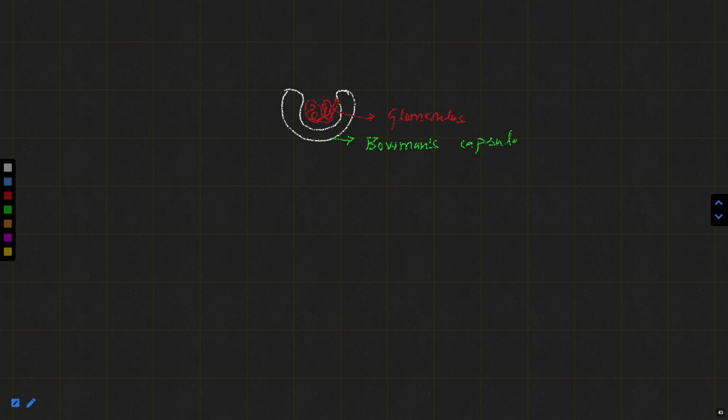So it is a cup-shaped structure, and we were talking about the renal artery, renal arterioles, and then the afferent arteriole. So the afferent arteriole enters here. Okay, so this is the afferent arteriole. It carries the oxygenated blood and it also carries the nitrogenous waste. So the arteriole entering the Bowman's capsule is known as the afferent arteriole.